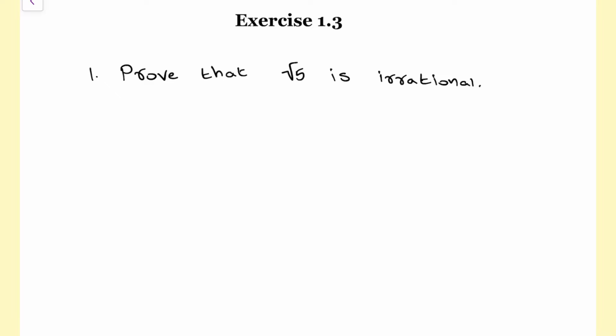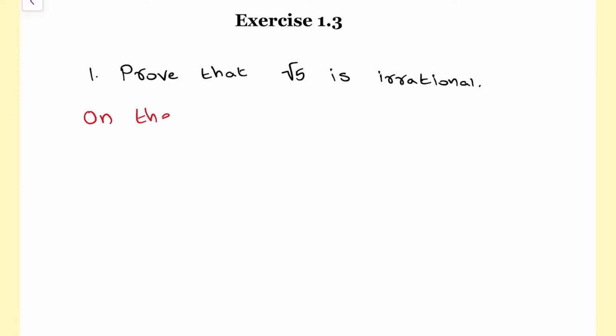Prove that root 5 is an irrational number. This method is applicable for all such individual numbers, for example root 5 or root 3 or root 7 or 2 root 5, and solutions like this. So first we need to write some sentences compulsorily before starting the solution itself.